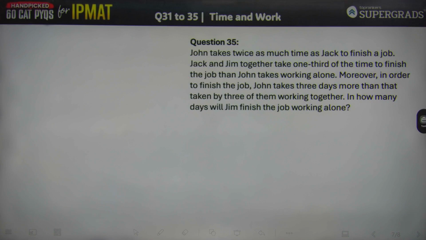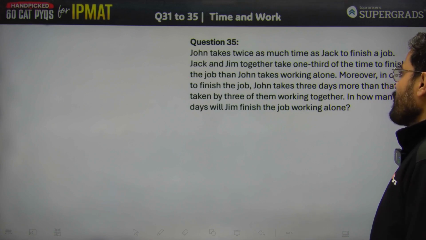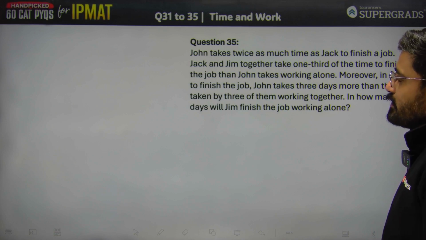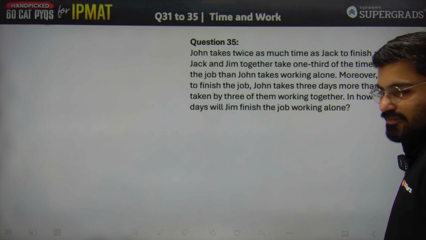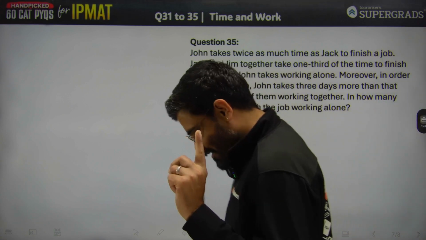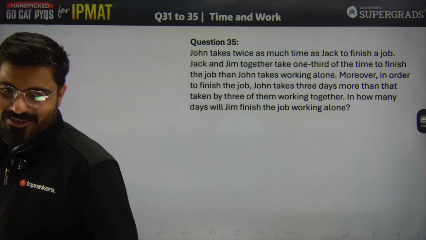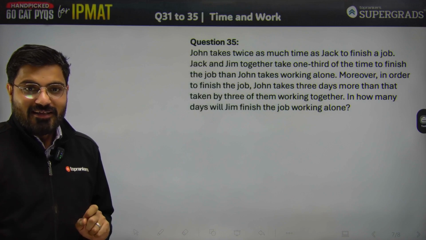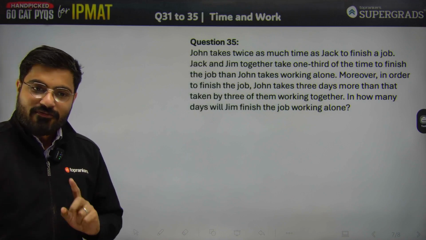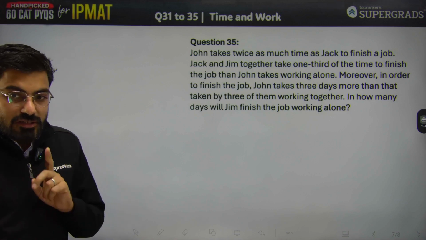Next. John takes twice as much time as Jack to finish a job. Jack and Jim together take 1/3 of the time John takes to finish the job. Then how long does Jim take? How many of you are listening to this? Please don't cheat me, okay? I trust you. Just pause the video here. Try it yourself and then play it to watch the solution.